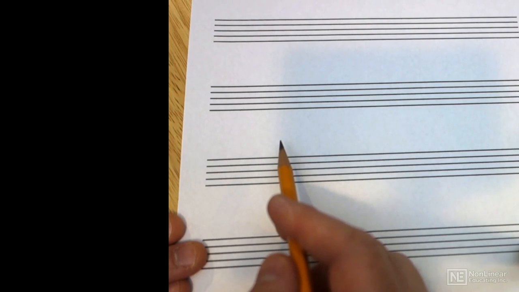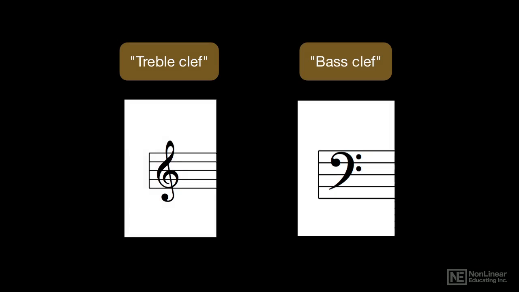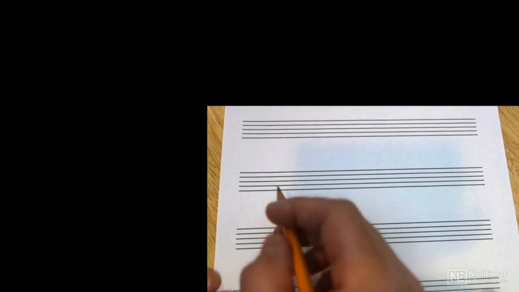But in order to determine what these lines and spaces represent in terms of musical pitch, we need to talk first about the concept of clefs. The 2 most common clefs are the treble clef and the bass clef, and we're going to learn here how to notate both the treble and bass clefs. First, let me start out by drawing the treble clef.